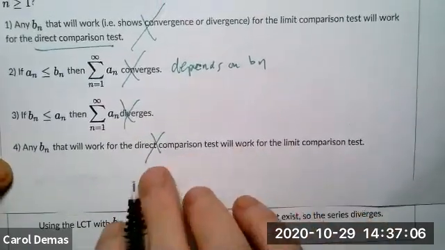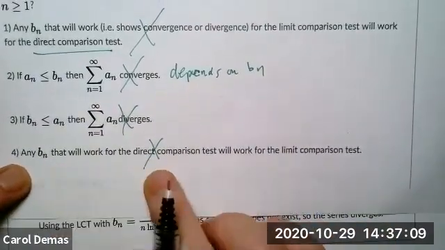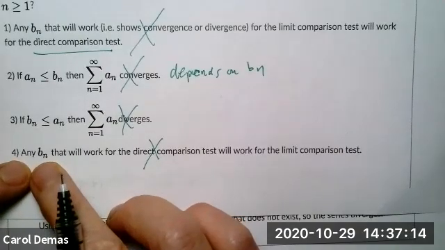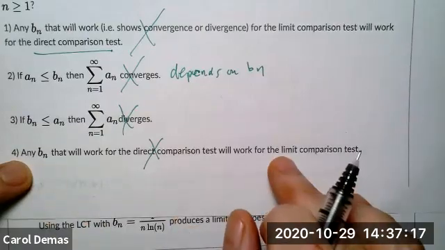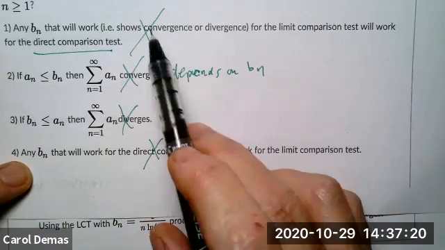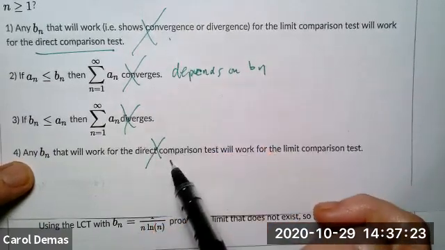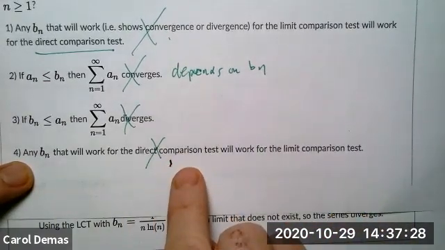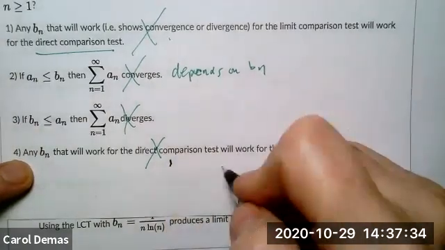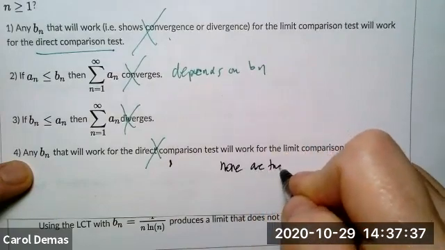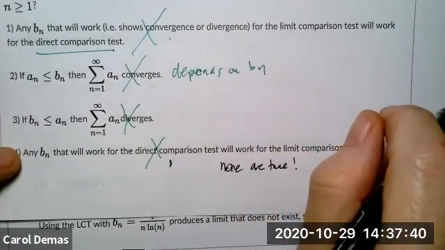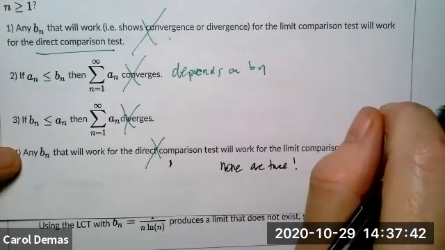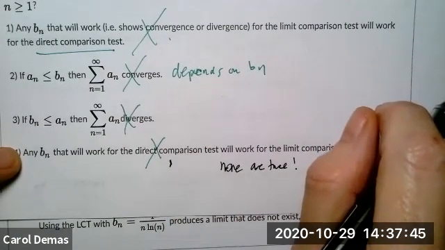Wait, what was part 4 of the question? It's not true. Sometimes you have to adjust your bn. Sometimes you have to find something that converges but more slowly. Sometimes you have to find something that diverges but more rapidly. We cannot make these two generalizations, the first and the fourth. Is that good? None of them work. None of these are true. Okay.